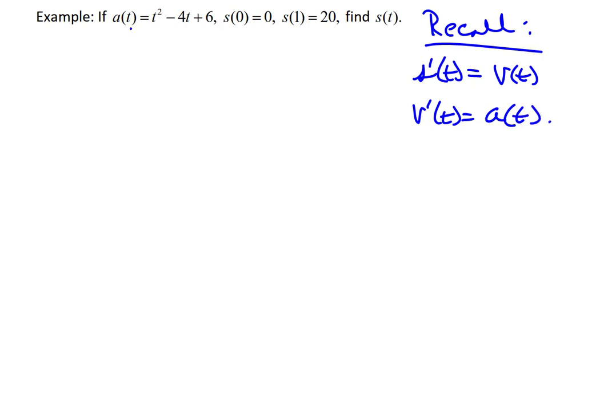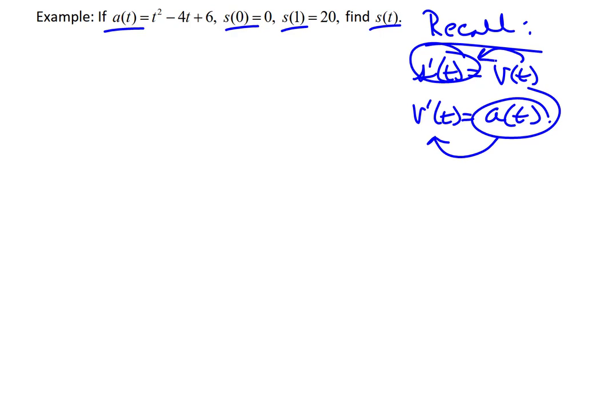So in this problem, when we're given a of t, and then s of different things, and looking for s of t, we're talking about this context here. So they give us a of t, notice that's acceleration, but they want s of t, which means we have to work our way backwards doing antiderivatives.